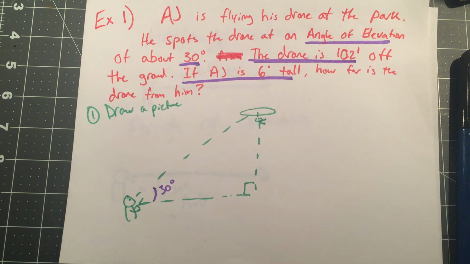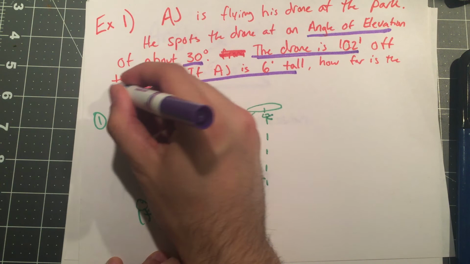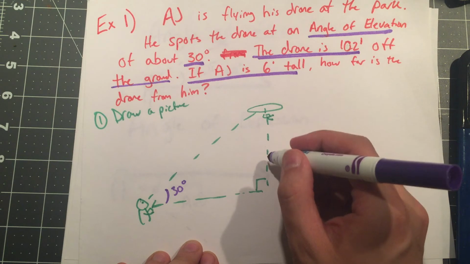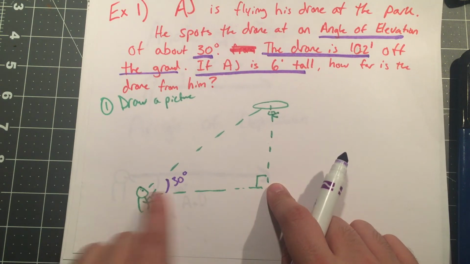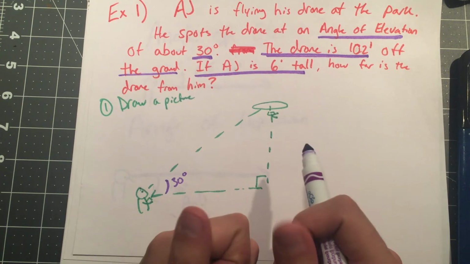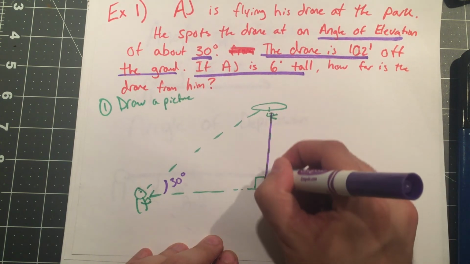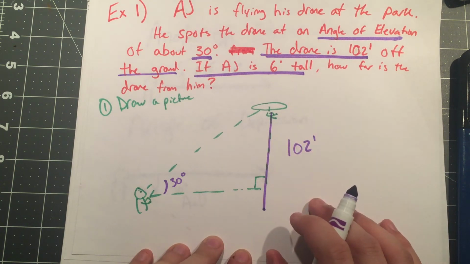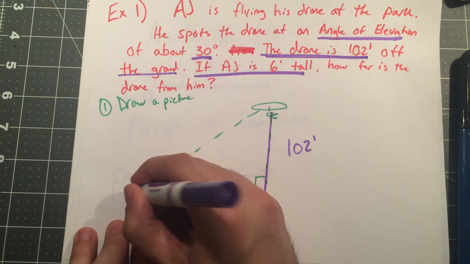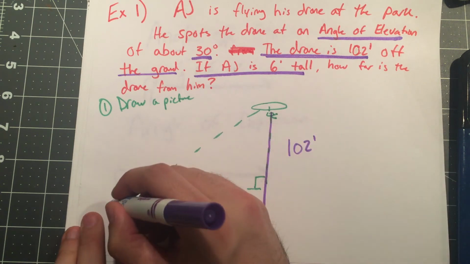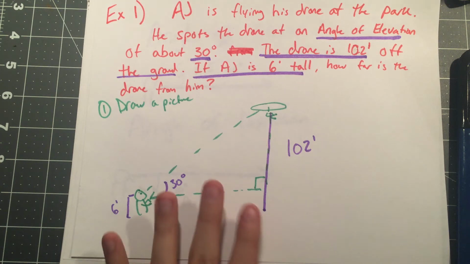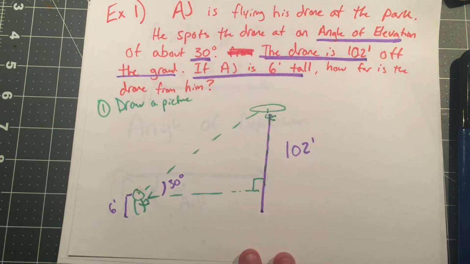We know the drone is 102 feet off the ground. So this isn't 102 feet because this is his eyesight. His eyes are not on the ground. He's not laying army style. So we know this height is 102 feet. And lastly, we know his eyes are 6 feet off the ground. Okay, that is all the information we have from the question. If we were given this instead of this, it'd be a little easier problem.